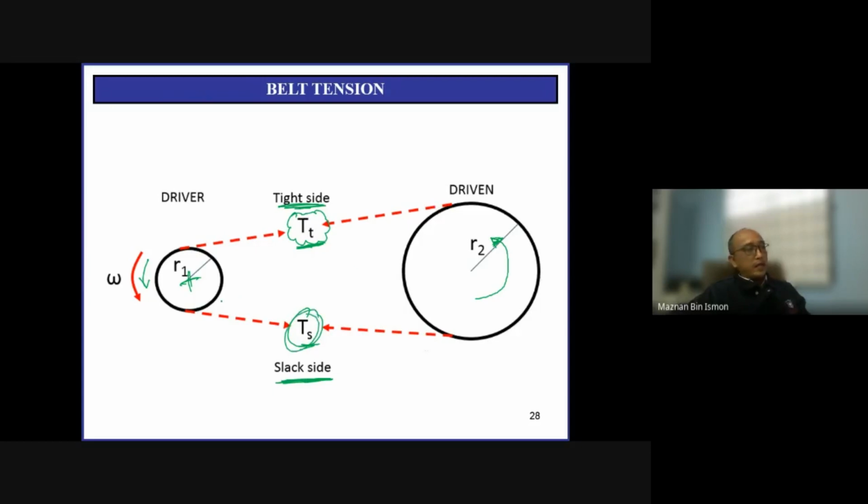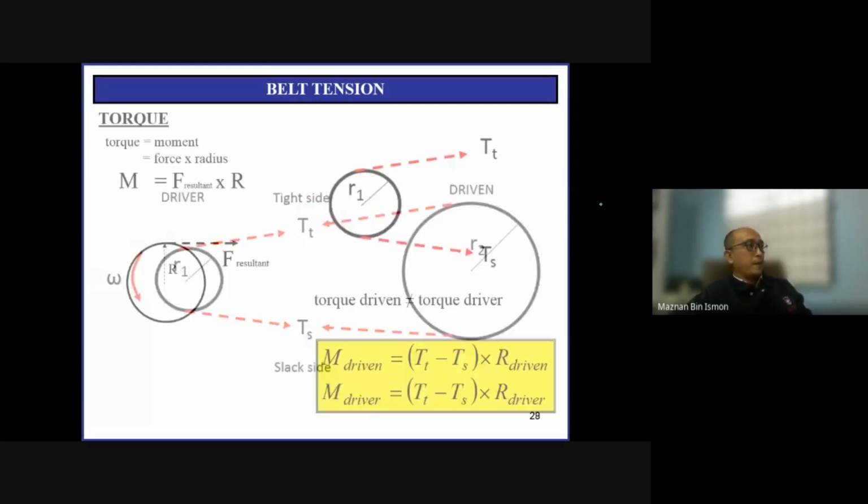So by right, this is a straight line. When it reaches the bottom, it will be a bit like this. The upper one will be straight. Can't even draw a straight line straight. The upper one will be straight, compared to the lower one which will have some slack. Okay, that is the tight side and slack side of the belt.